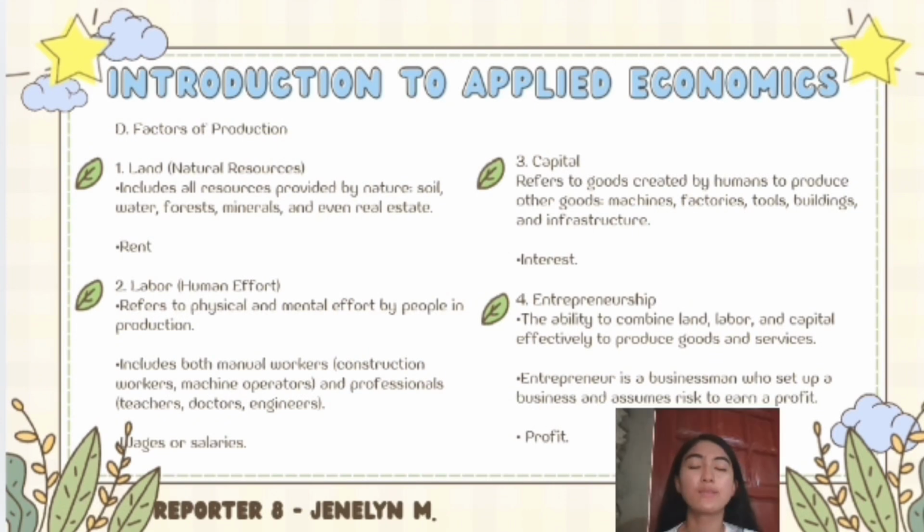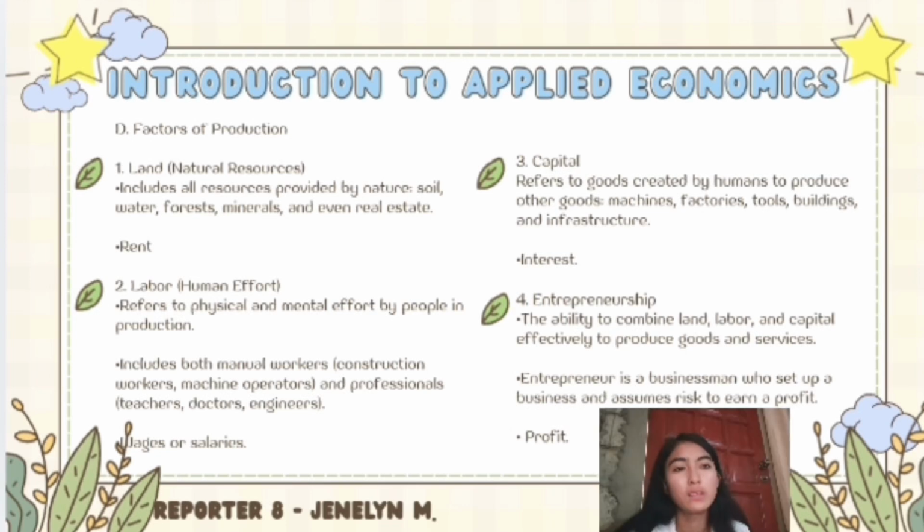The second one is labor, which is human effort. It refers to physical and mental effort by people in production. It includes both manual workers like construction workers and machine operators, and professionals like teachers, engineers, and doctors. For example, ang engineer maka-receive around 25,000 monthly. So ang income nga ma-receive sa workers is referred to as wage or salary.